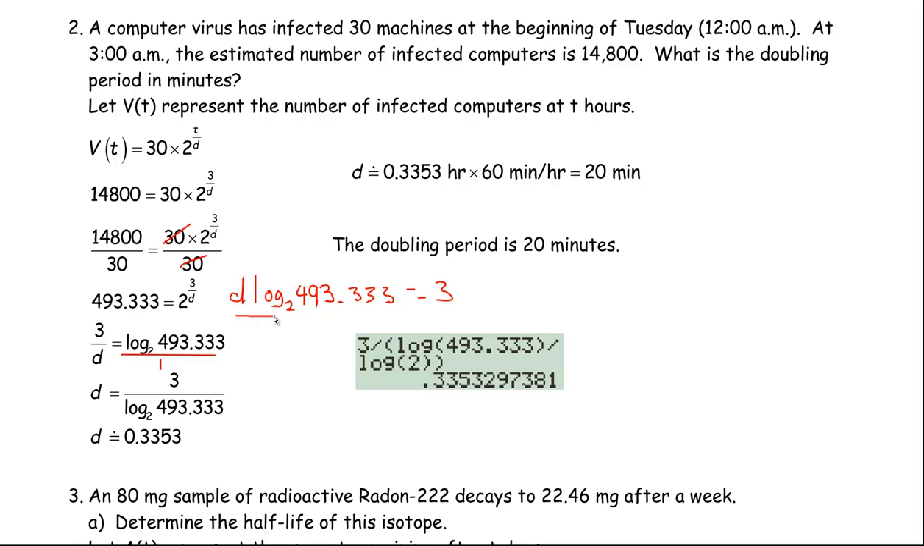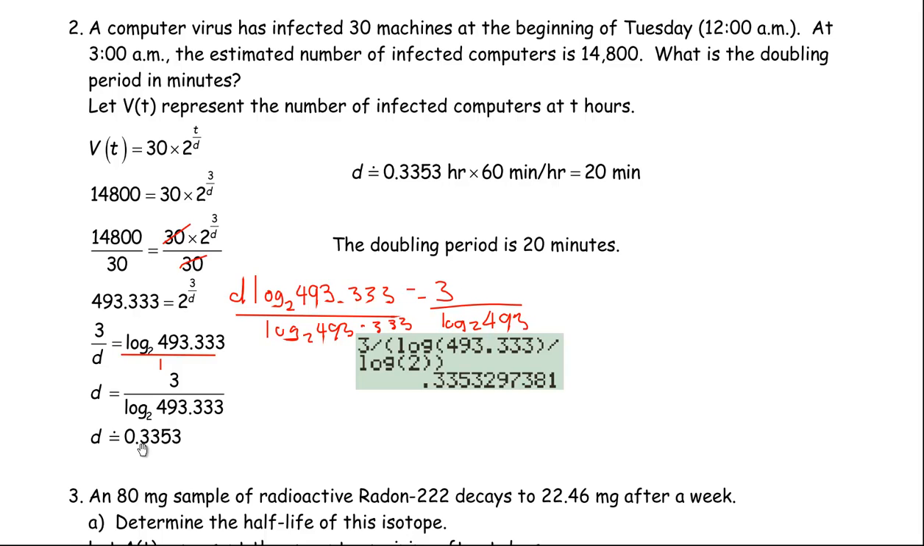And then to isolate for d, I would divide out this logarithm. So I'll divide out the logarithm base 2 of the 493.333, and the same thing over here. My hand's getting tired writing all this, so I'm going to just go 493. But the idea is the same, 0.3 repeating. So those divide out, so that's why d is equal to 3 divided by that logarithm. So that's what we have in this next line right here.